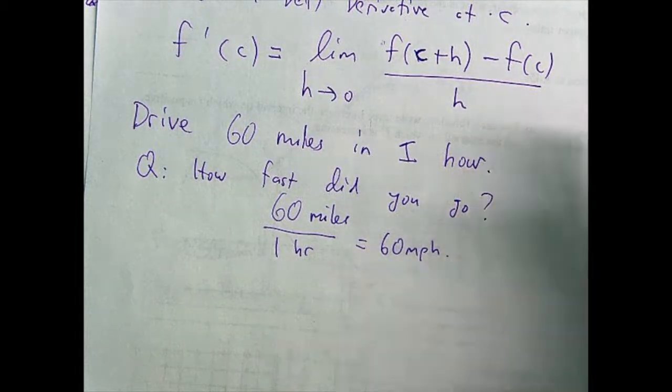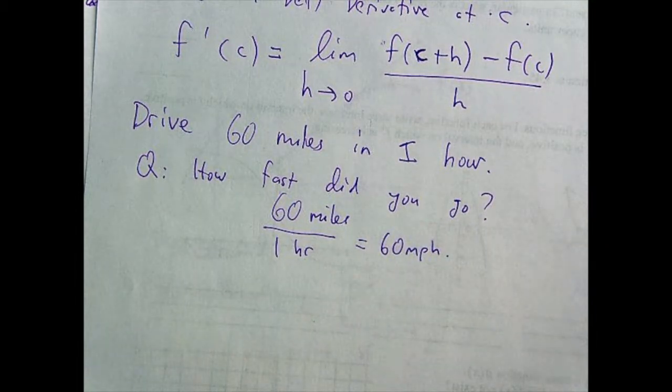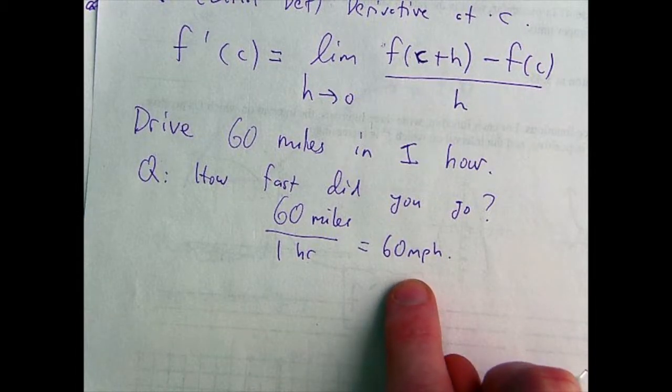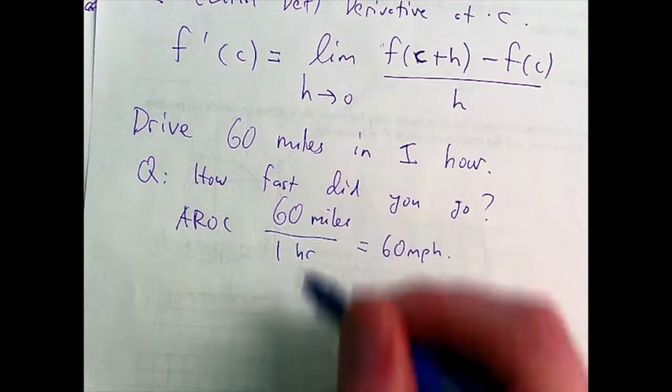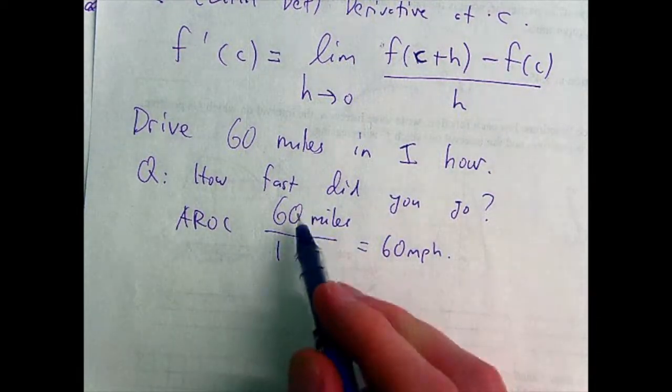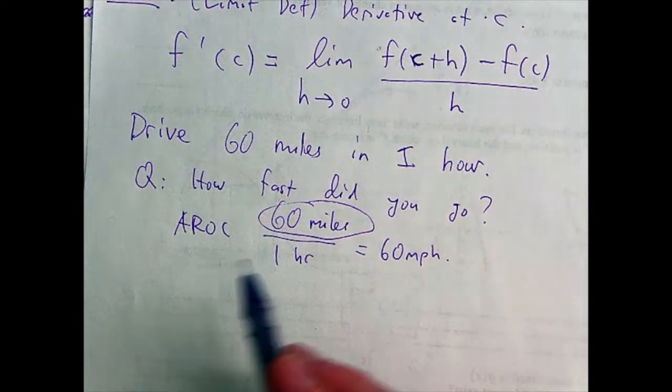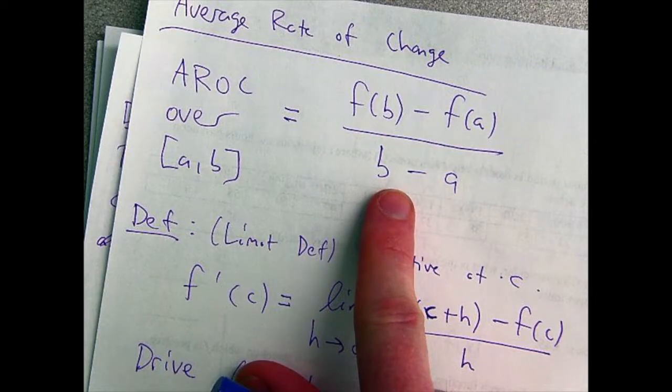So your actual speed is changing all the time. Here's the idea, I should say. This 60 miles per hour thing is in fact your average rate of change, right? It's like change in position over change in time. It's basically this thing right here, right? That's what it is.